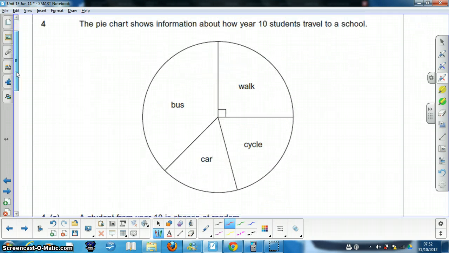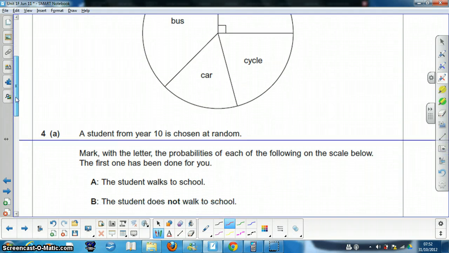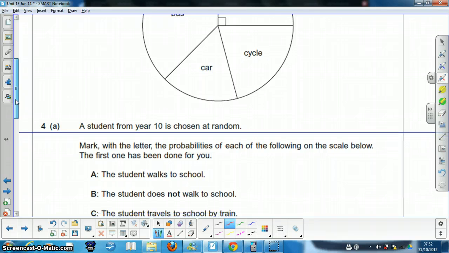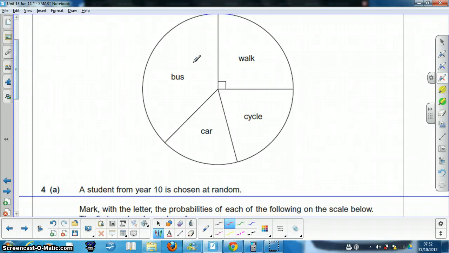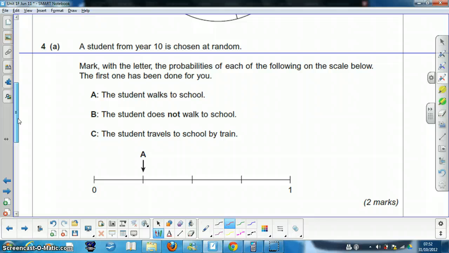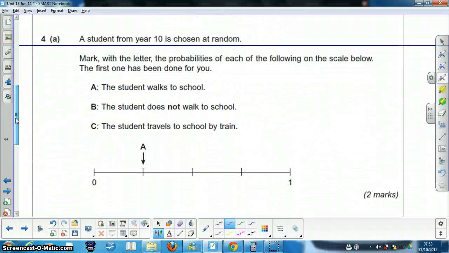Question 4. Pie chart shows information about how Year 10 students travel to school. A student from Year 10 is chosen at random. Mark with a letter the probabilities of each of the following on the scale below. If a student walked to the school. Well, let's have a look. Most of them came by bus, a quarter walked, and a smaller percentage cycled and went by car. Probably does not walk to school. Does not walk. So it's all the other ones.